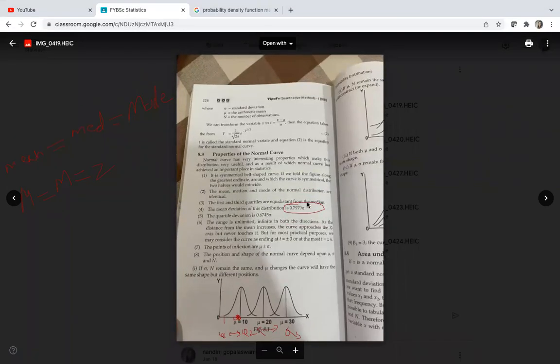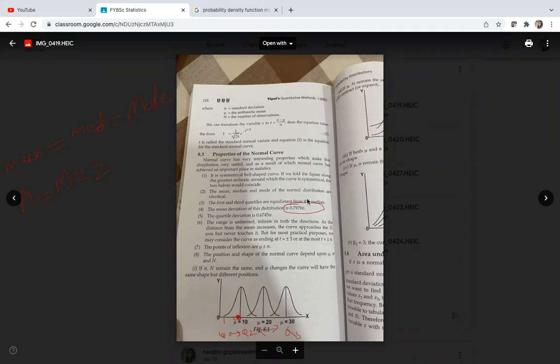अगर आपको डेरिवेशन देखना है, you can see from that BSc statistics notes. At first year level, I feel it's a bit higher, but if you want, maybe after we complete normal distribution, just let me know. I will help you. Okay, you understand. But as of now, the mean deviation of this distribution is 0.7979 sigma, right? And the quartile deviation is 0.6745 sigma.